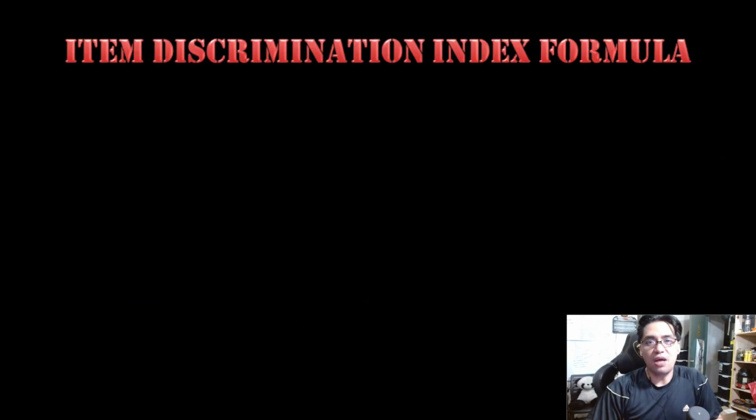Now, it's time to talk about the formula and the calculation process to determine item discrimination. It's time to talk about the Item Discrimination Index. But before we go there, some of you may be asking, why do we need to calculate the item discrimination index? Why can't we just continue simply counting the number of students who got the item correct versus the number of students who got the item wrong between the high group and the low group?